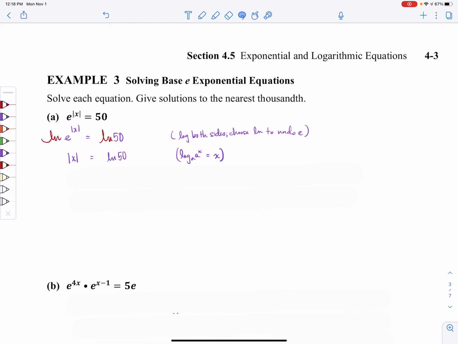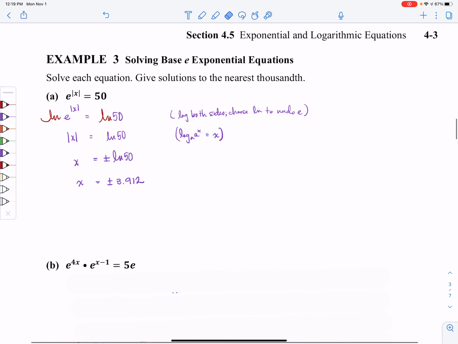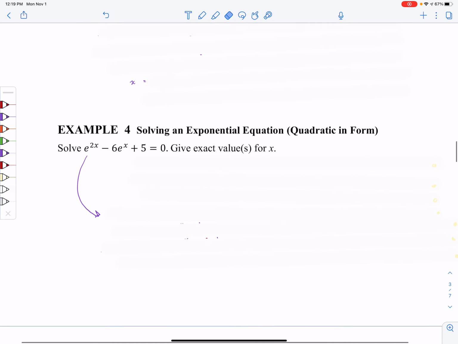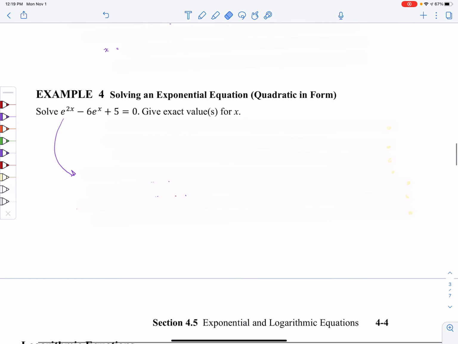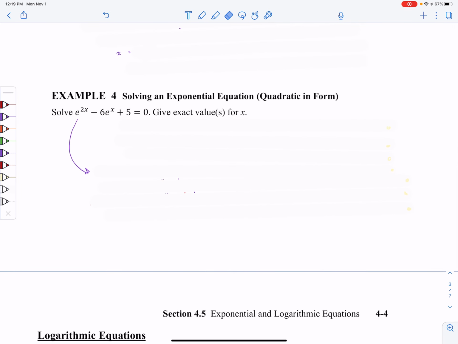What does the absolute value mean? Well, it just means that I can equal either a positive or a negative natural log of 50. And it did ask me for solutions to the nearest thousandth, so we'll plug that into the calculator and you'll get positive or negative 3.912. Skip part B, we'll come back to that. Let's go to example 4, which deals with solving an exponential equation that looks like a quadratic.